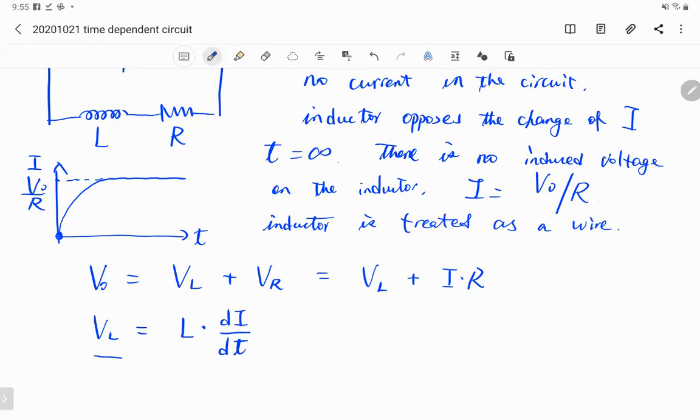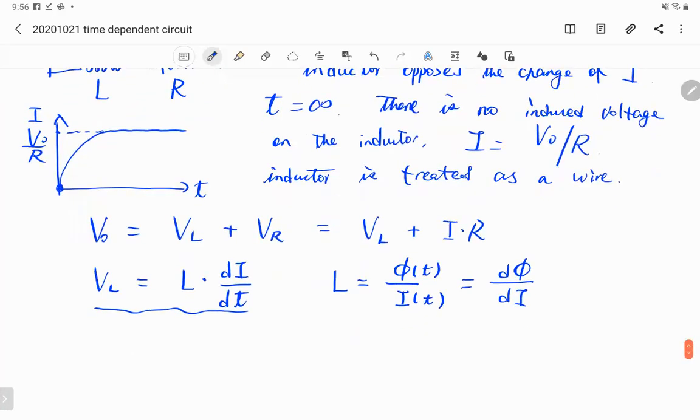If you don't know how we get this equation, I will show you. The inductance is defined as the magnetic flux inside the solenoid divided by the current. This equation only applies when the current and the flux are constant. If they are time dependent, I have to use the derivative equation.